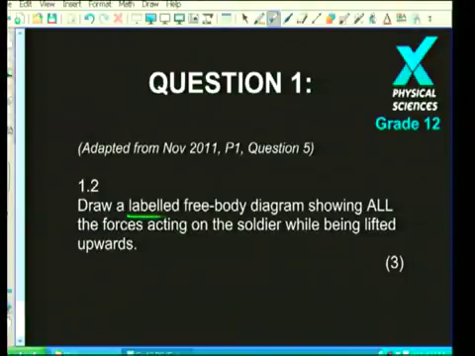Draw a labeled free body diagram showing all the forces acting on the soldier while being lifted upwards. Guys, free body diagram number 1 means you've got to draw a dot as my object, and that's the soldier. Number 2, a free body diagram also means that you have to draw all your arrows going away from the object regardless of whether it's being pushed or not. If I had asked for a force diagram, then I can show arrows pushing onto the object, but we want a free body diagram, okay?